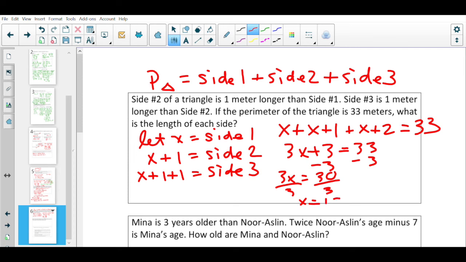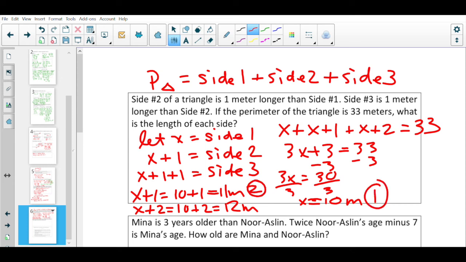x equals 10. So that's side 1. x equals 10 meters. x plus 1 equals 10 plus 1 equals 11 meters. That's side 2. And x plus 2 equals 10 plus 2 equals 12 meters. So that's side 3. Side 1, side 2, and side 3.